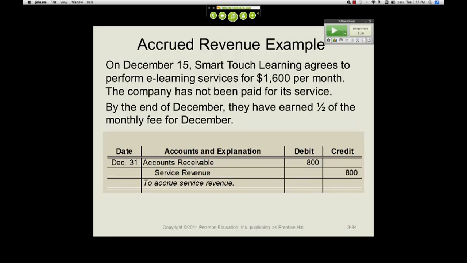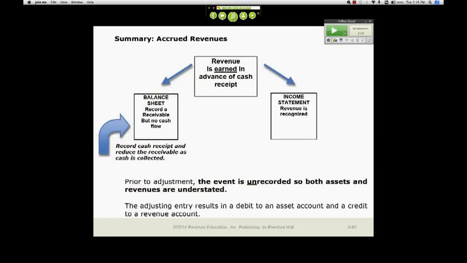So once again, let's go to the diagram. Again, these are pretty simple. You got revenue earned in advance of cash receipt, and the first thing you would do is debit the receivable and credit the income statement revenue. There's no cash flow until the receipt in the next accounting period. And again, since the event is unrecorded, the asset is understated and the revenue is also understated. The entry will be a debit to an asset account and a credit to the revenue account.